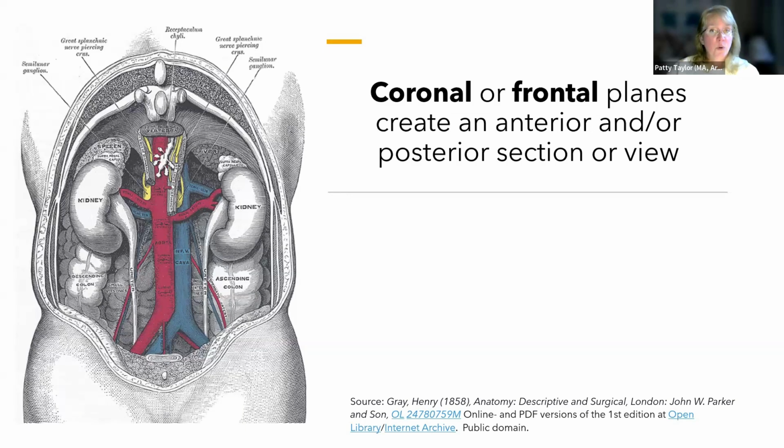You're now looking at a coronal or a frontal plane. Notice how you're looking directly at the front of the body. You might be looking at the back side of the body. Either way, you're looking at an anterior or a posterior view. That's what a coronal or frontal plane or section will create.